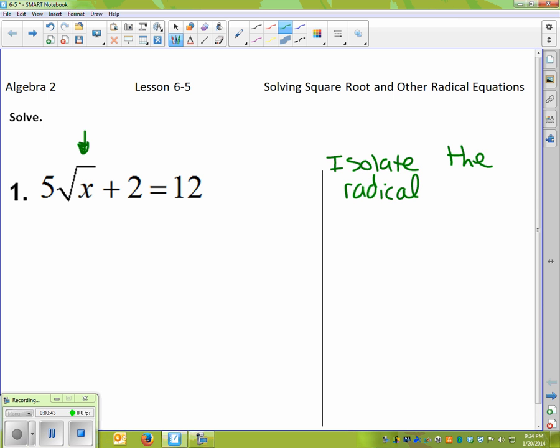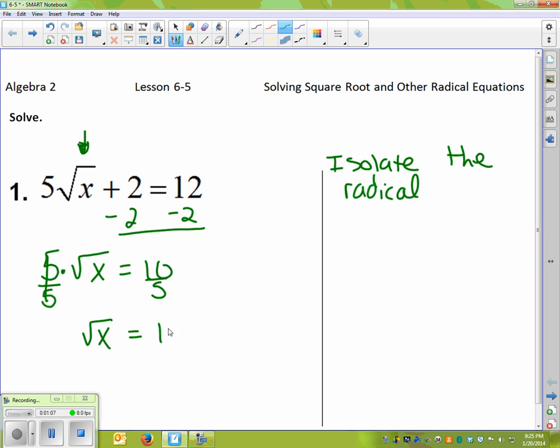In order to do that, the first thing, I'm going to subtract the 2 from both sides. That gives me 5 square roots of x is equal to 10. Then I can divide by the 5. It's 5 times square root of x, so I can divide both sides. This gives me the square root of x is equal to 2.